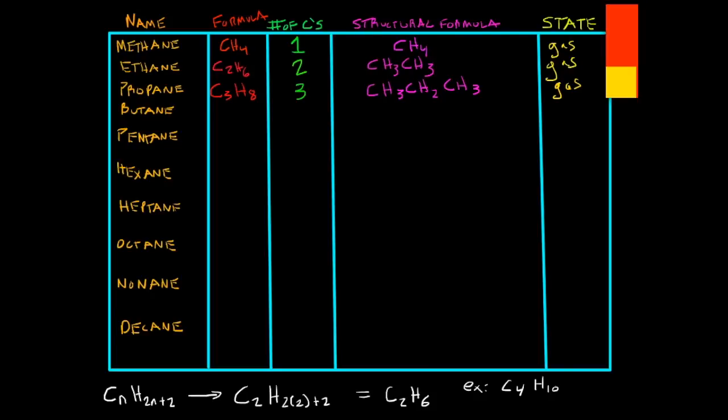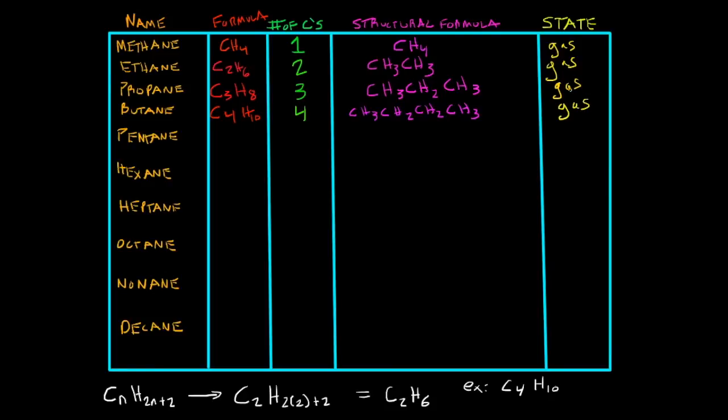Butane is next. Butane's formula is C4H10, and the number of carbons is obviously 4. The structural formula is much like the one above, where it goes CH3, CH2, CH2, CH3, and its state is still a gas. So next in line we have pentane.